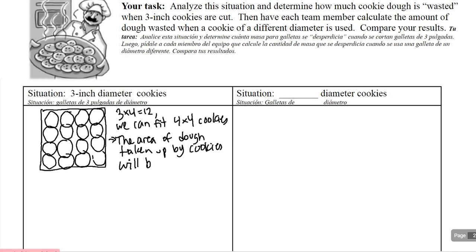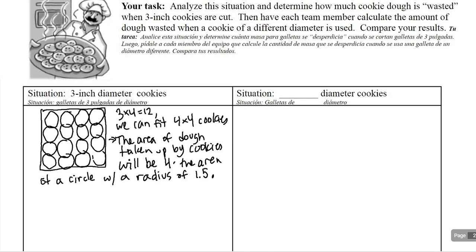will be 4 times the area of a circle with a radius. Careful, not the radius of 3. The radius is 1.5. So I'm going to find the area of a circle with a radius of 1.5. I'm going to multiply that by 16.